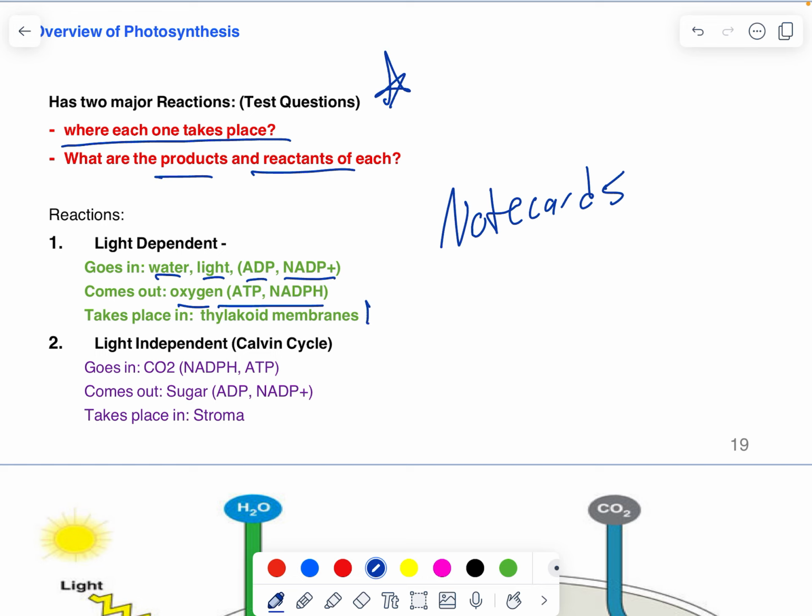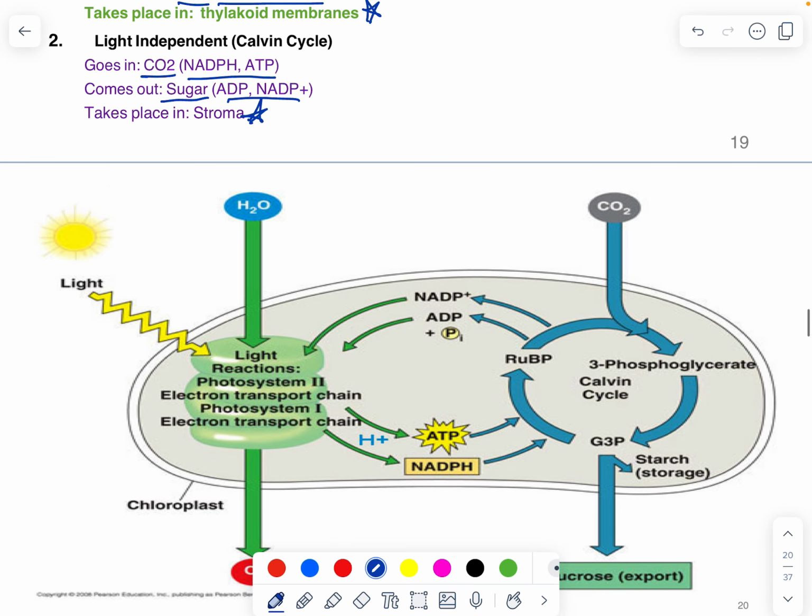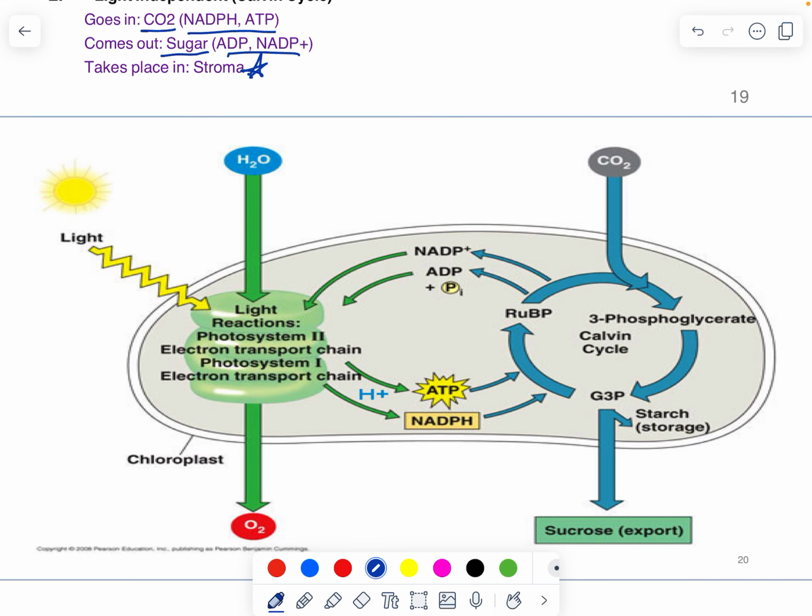Where does it take place? Thylakoid membranes, okay? In a light-independent reaction, CO2 is coming in, which has basically no energy in it. NADPH and ATP, that energy, right, the electrons and the ATP energy are used to build sugars, specifically glucose for our purposes. And then ADP and NADP plus is released to go back to the light-dependent reactions. Where does it take place? The stroma, okay? So here's a little graphic to show you this, okay?